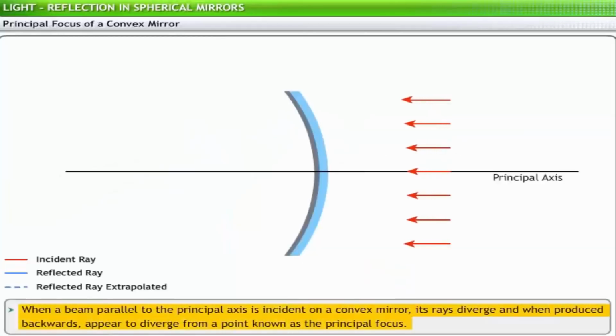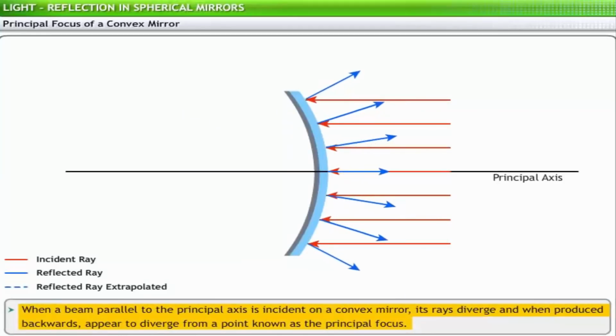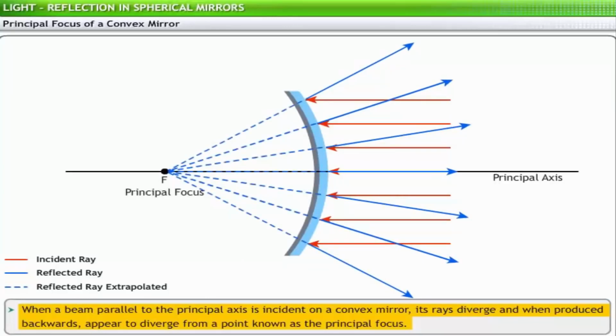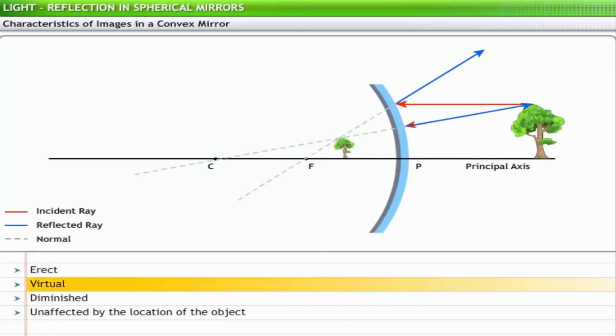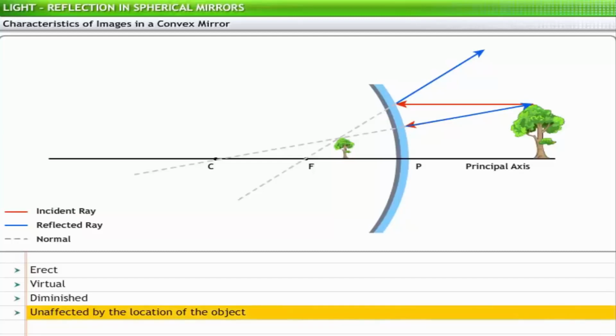When a beam parallel to the principal axis is incident on a convex mirror, its rays diverge. These rays, when produced backwards, appear to diverge from a point known as the principal focus. The image formed by a convex mirror is always erect, virtual, and diminished in size. The location of the object does not affect the characteristics of the image. Thus, as the object approaches the mirror, the image approaches the mirror too, but not proportionately. This is why the rear view mirrors of cars and bikes are made of convex mirrors.